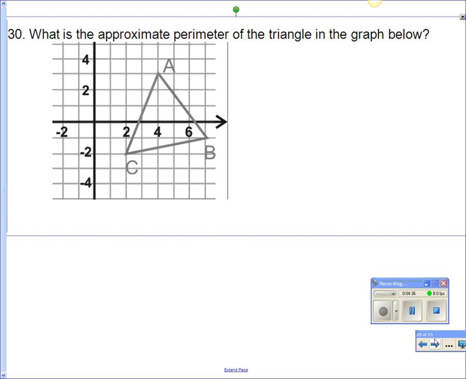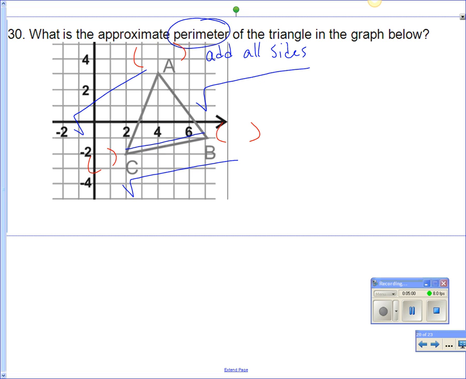All right, 30. What is the approximate perimeter of the triangle? Perimeter means to add all sides. Well, the only way I'm going to know the length of a side is to do the distance formula for each one. And before I can do the distance formula, I have to actually know what these points are. So let's start with A. A is 4, 3. B is 7, negative 1. And C is 2, negative 2.